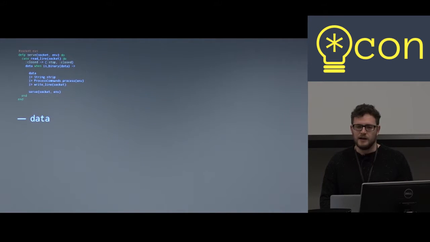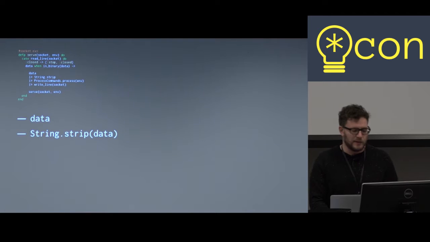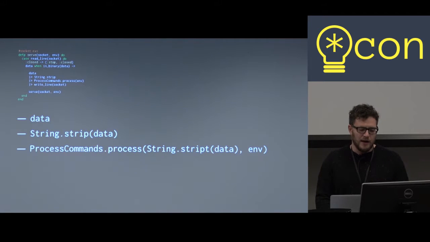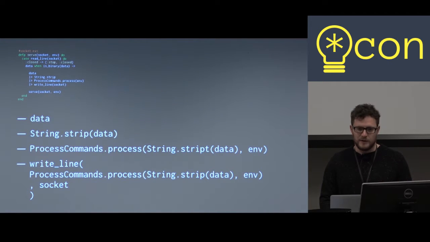So we basically get this data, then we call string.strip, which is probably going to remove a new line from it. We can guess from other programming languages. Then we're going to call something called process commands on it, which is probably going to do some work. And then we're going to write it back to a socket. So I don't even know Elixir, but I can kind of guess at what this is doing.